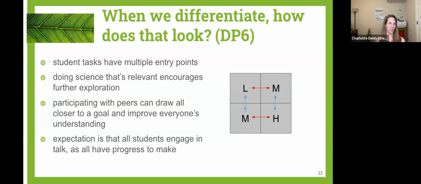So the expectation always is that all the students are engaging in the talk, because they're still high school students and they all have progress to make. They don't all know all the answers. So that's one way that I try to ensure that students are engaging in the talk protocols when we have them, and so that all of them can feel comfortable in those conversations.